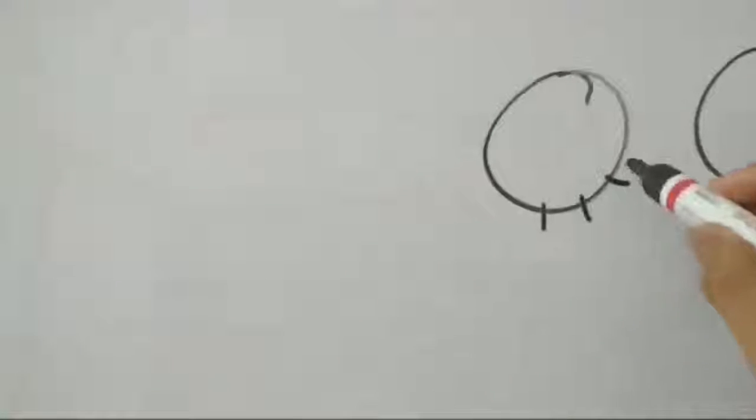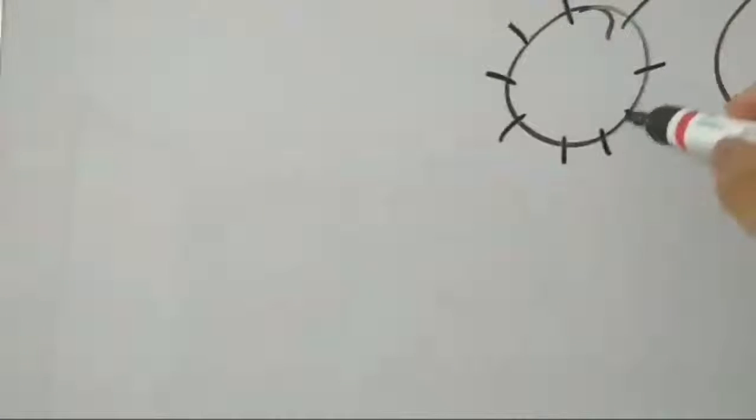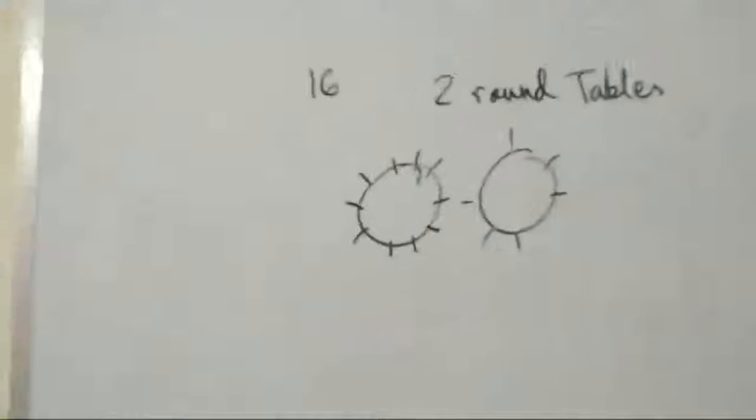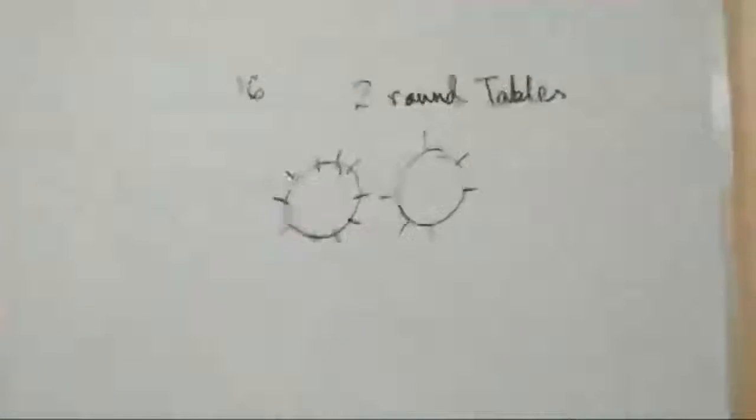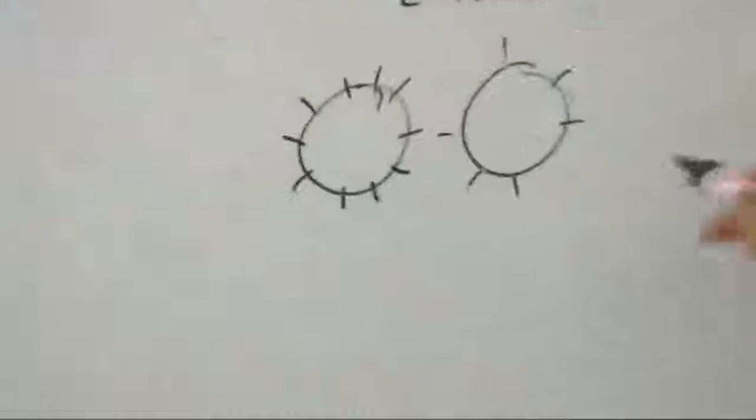Okay, my next question is, there are 16 people and 2 round tables are available. In one table, a total of 10 people can be accommodated, and another table can accommodate a total of 6 people. So how many ways can we arrange these 2 tables so that 16 people can sit? Is my question. How many ways can we arrange?